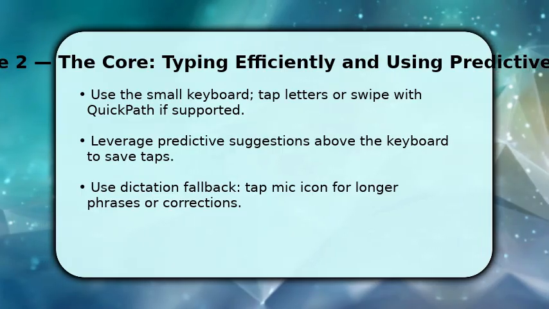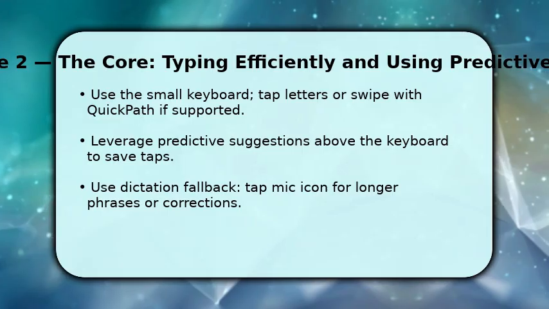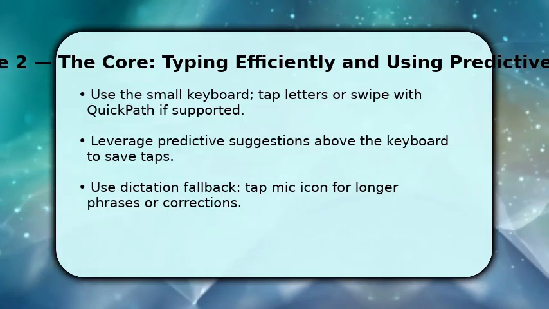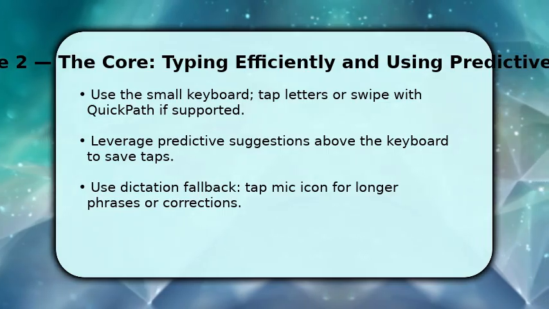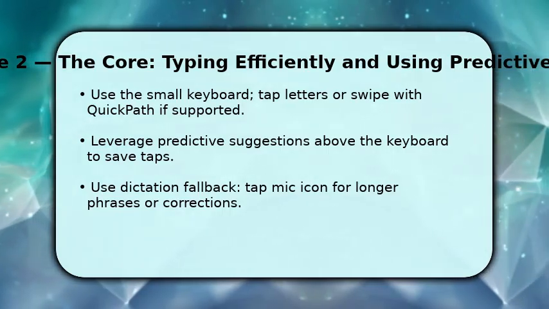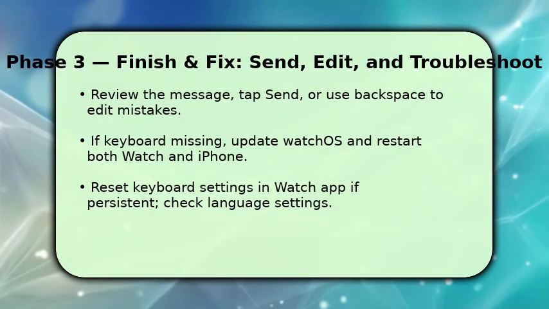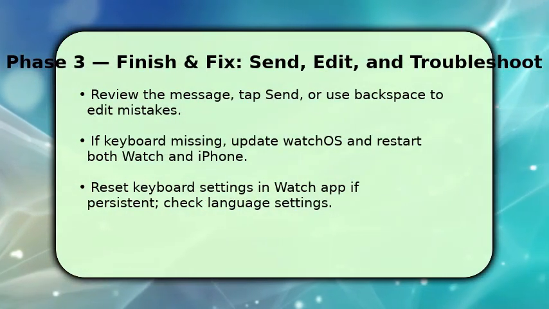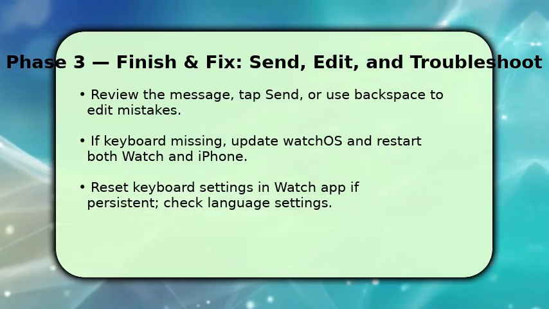If a long phrase is easier, make sure to tap the mic for dictation, then refine words by typing or selecting predictions. Once comfortable, combine typing, quick path, and suggestions to keep messages short and accurate without reverting to Scribble. You finish by reviewing the typed text and tapping send. Use the backspace key to correct mistakes or tap a suggestion to replace a word quickly.